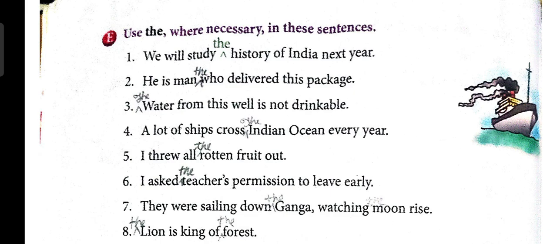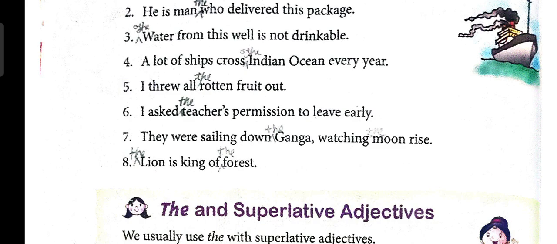The water from this well is not drinkable. If I talk about question number 4, a lot of ships cross the Indian Ocean every year. I threw all the rotten fruits out. I asked the teacher's permission to leave early. Question number 7, they were sailing down the Ganga watching the moon rise. So after down we will use the Ganga. The lion is the king of the forest.